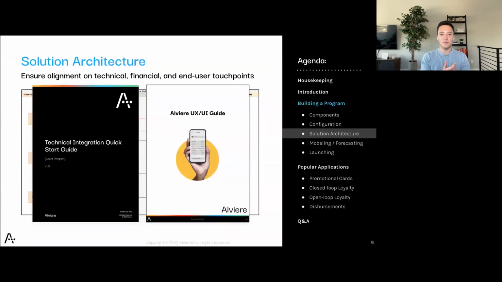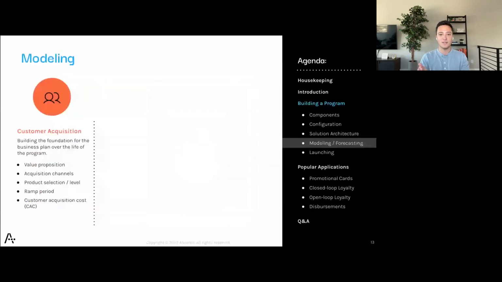But then the question is, what does that mean for my business? What does it mean for my customers? And what is the impact that I can project, or at least strive to achieve, from a financial perspective? And so we work closely with our prospects and clients to build that in tandem.